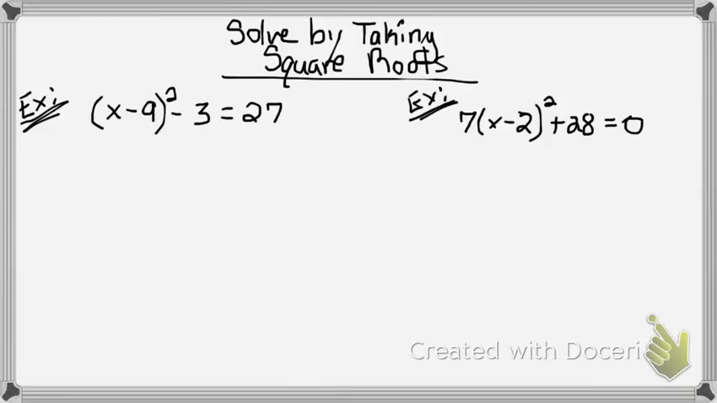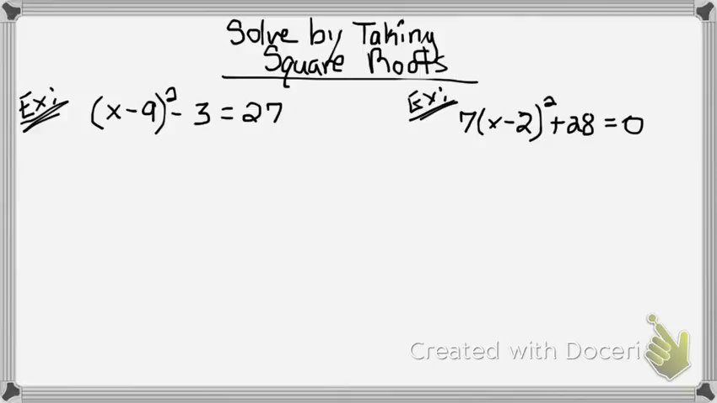For all of these problems, first of all, you always want to check to see if you can add or subtract a number on the other side first, and then check to see if you can divide a number, and then the last thing is, of course, taking the square root so that you can solve for x.